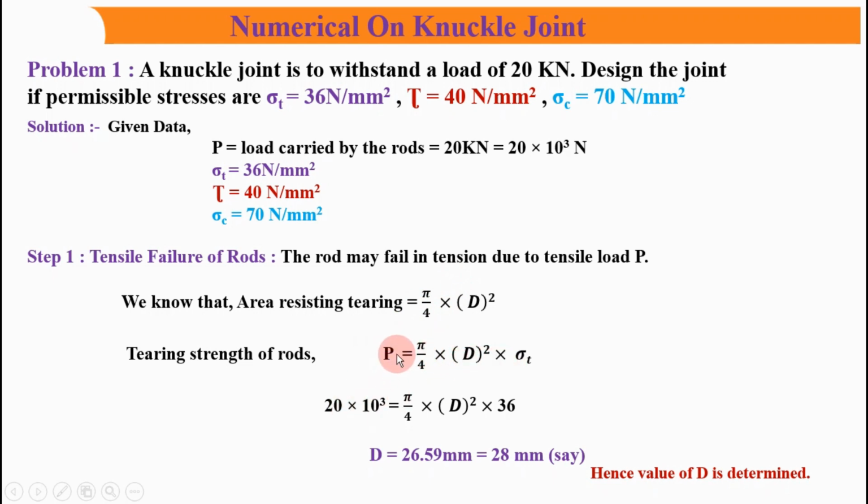We put all the values in this formula, just put the values and get the answer. The same principle is applicable here. By putting all the values we can easily get the value of D. The value of D is 26.59 mm and we have converted it into a round figure, that is 28 mm. Hence the value of D is determined. See guys, in this way we can calculate the value of D.